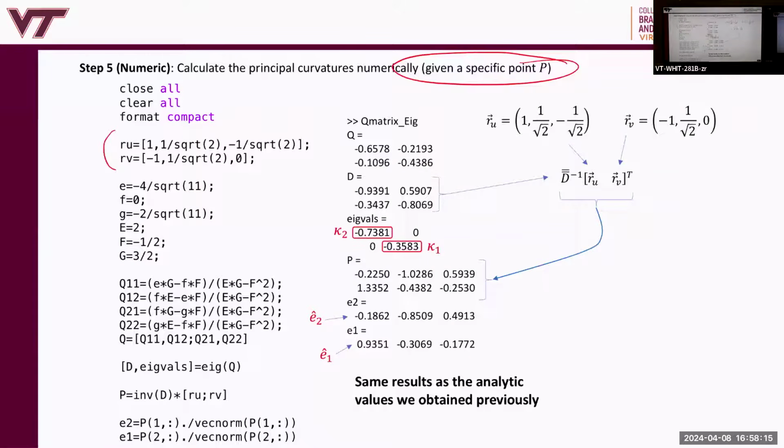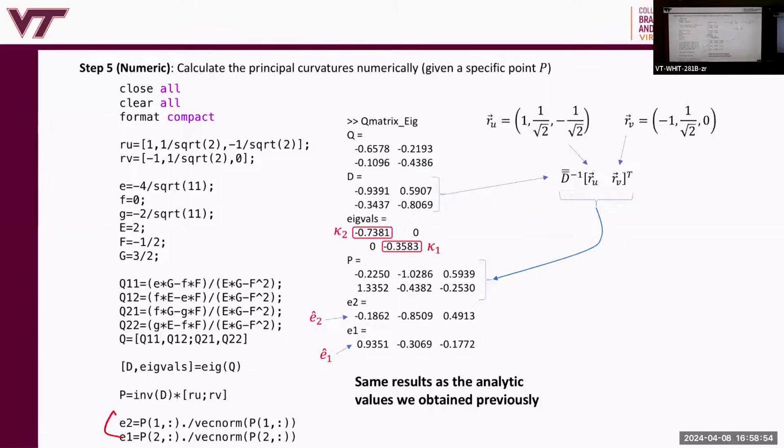So here's the RU and RV. And here's little e, little f, little g, capital E, capital F, and capital G at that point P for the ellipsoid. Now we can construct the curvature matrix. Then we can call this function in MATLAB called eig, which gives you the eigenvalues and the eigenvectors of that matrix, right? And then we can calculate the principal directions as the inverse of that eigenvector matrix multiplied by RU and RV. And then if we want the actual principal directions, they have to be normalized. So this just normalizes them to unit vectors.